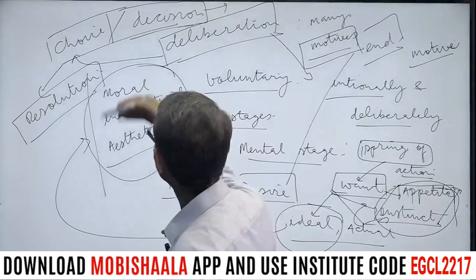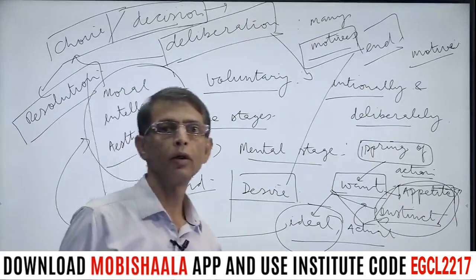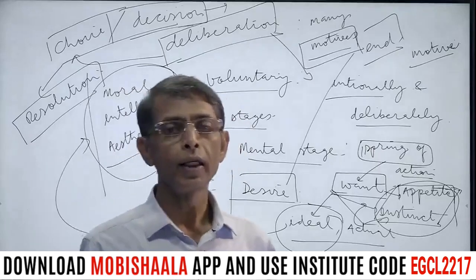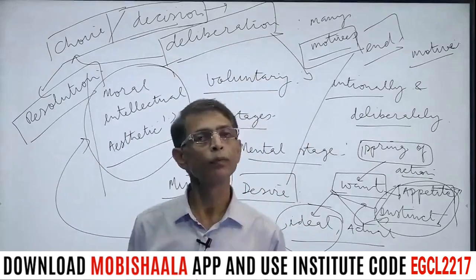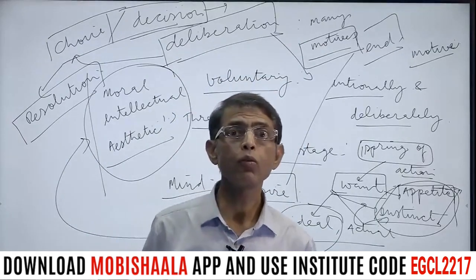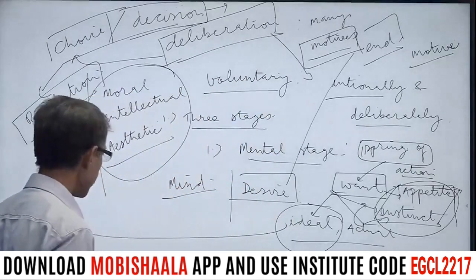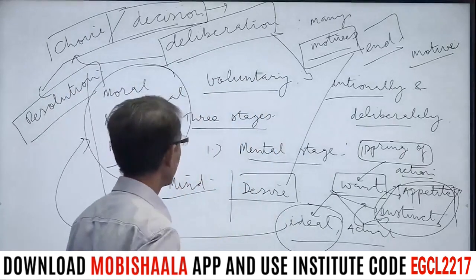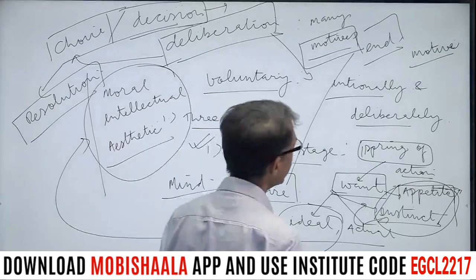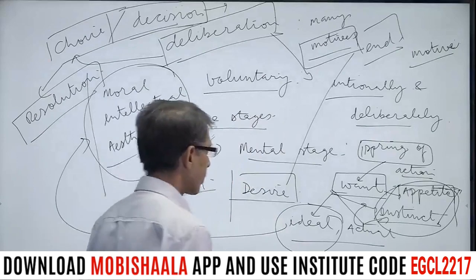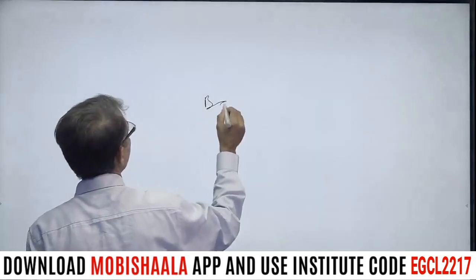This is the mental process of voluntary action. And of course, voluntary action has motives. Voluntary action has motive as well as intention. So we will discuss motive and intention later on. Right now we have to move to the second aspect. So the mental stage we have done, and now the second thing is the bodily stage. This is known as the bodily stage.